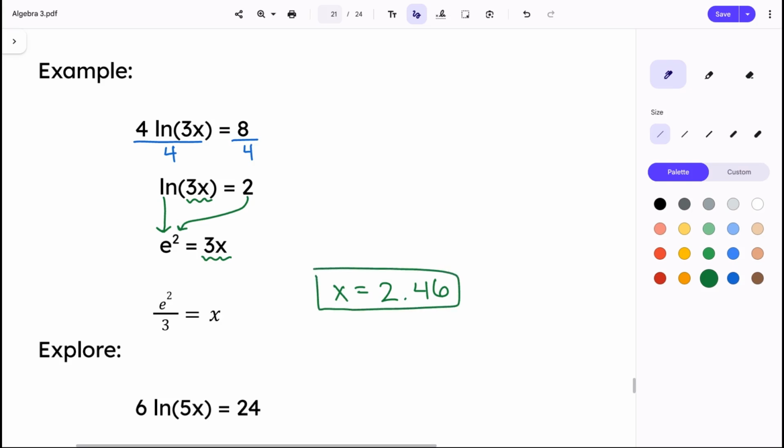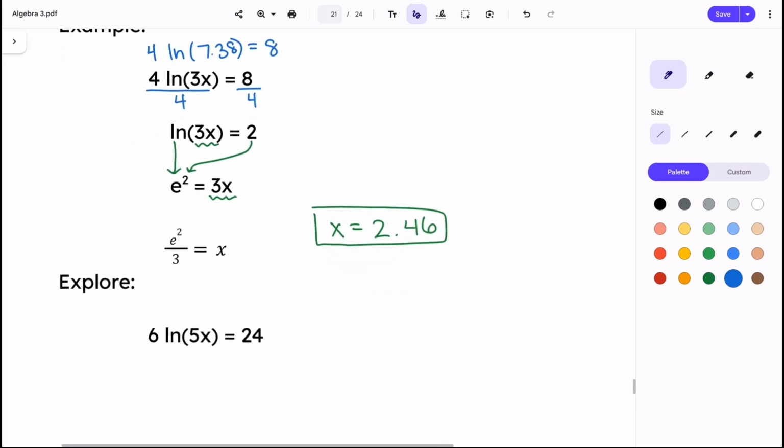Now again, if I take that and I plug it back in up here, 3 times 2.46 is 7.38. So this would now say 4 times the natural log of 7.38. That's not a negative number in there, so it should be a good solution. You guys go ahead and try the next one.